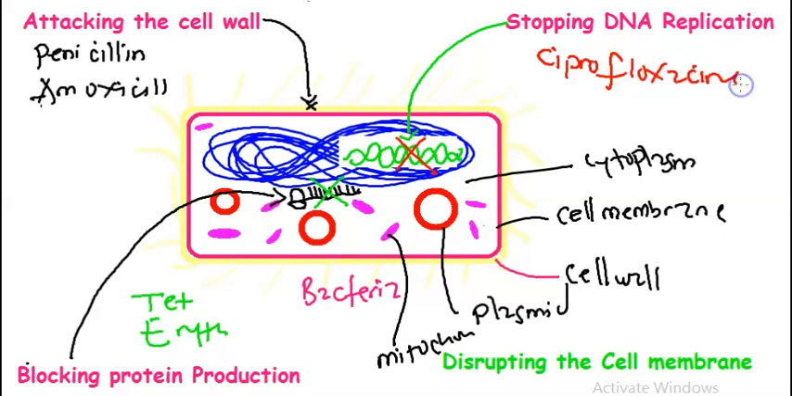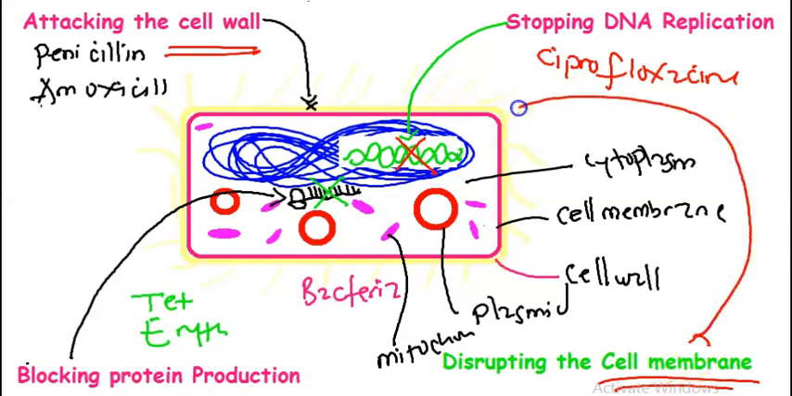The last but not least is disrupting the cell membrane. Notice that this is the cell wall and this is the cell membrane. They are kind of close but different. What really happens when it does that? Some antibiotics like polymyxins break down the bacterial cell membrane. The cell membrane controls what enters and exits the cell. When the membrane is damaged, essential contents leak out, leading to bacterial death. So this is it for this topic. Very, very easy and simple.